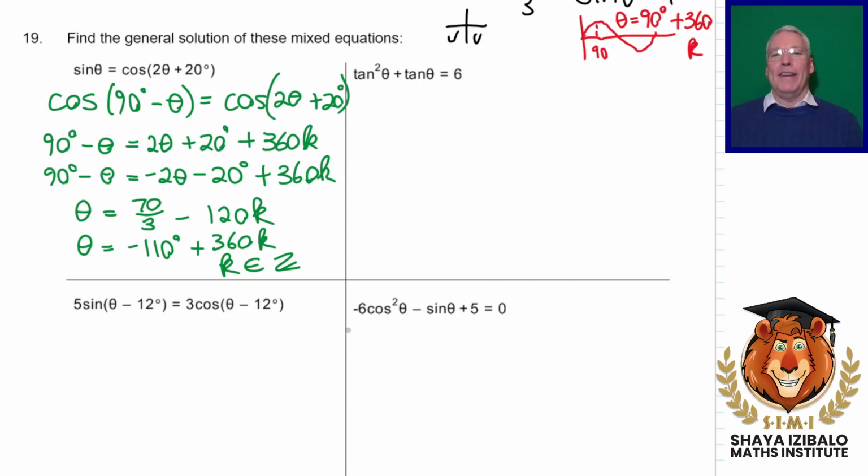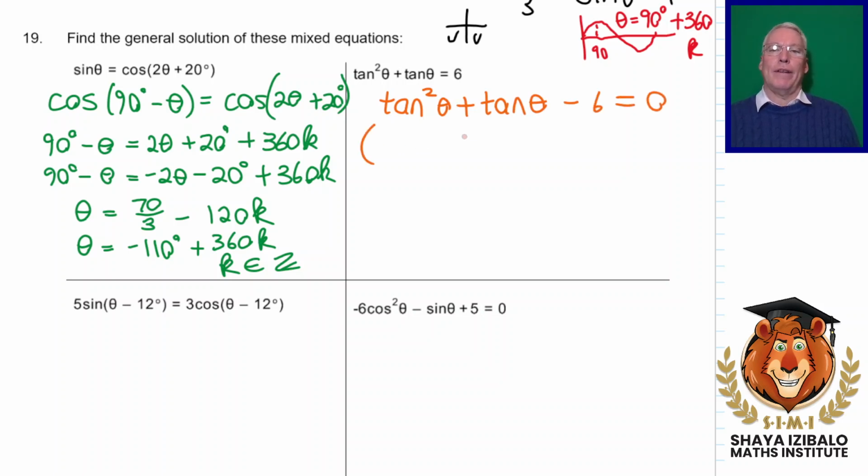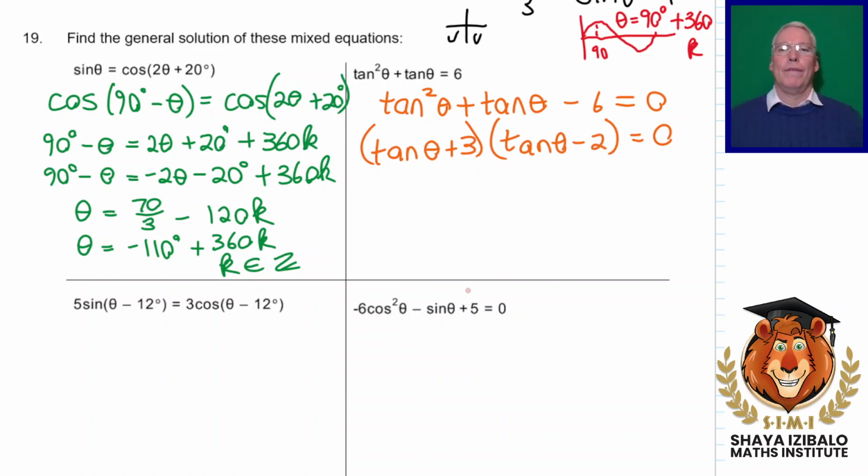Okay, right, the next one. What does that look like? Well, absolutely, that definitely looks like a quadratic, a trinomial: tan squared theta plus tan theta minus 6 equals 0. So let's try and factorize that. It factorizes to tan theta plus 3 and tan theta minus 2.